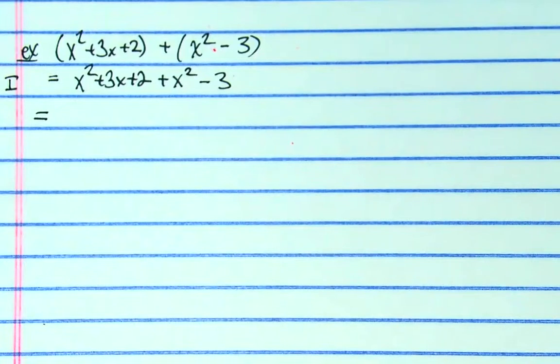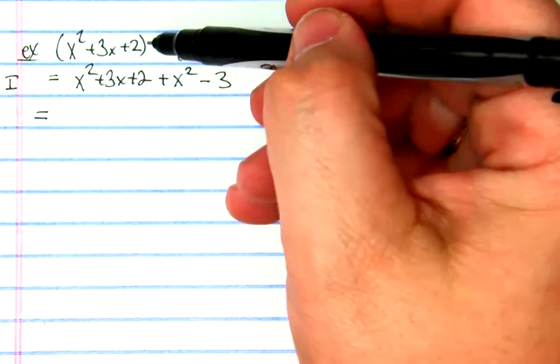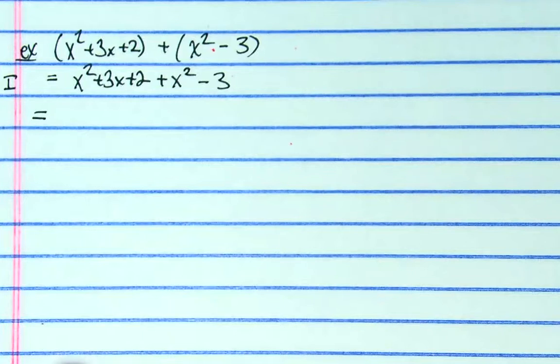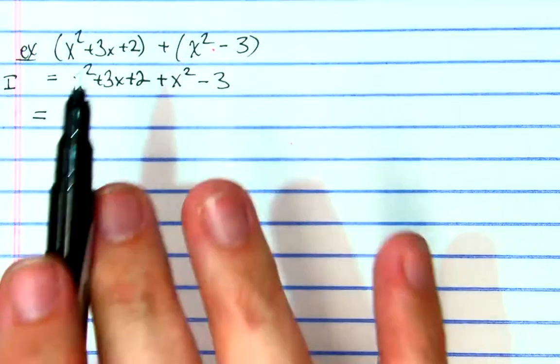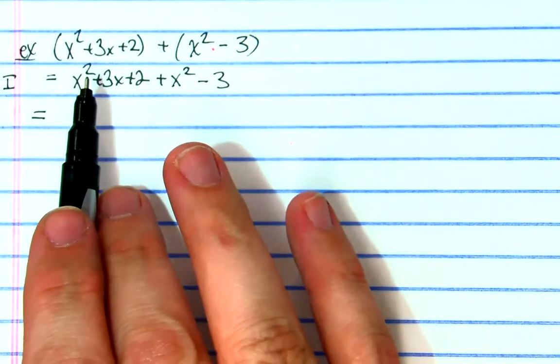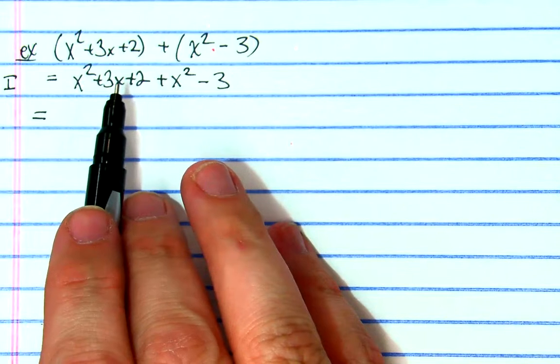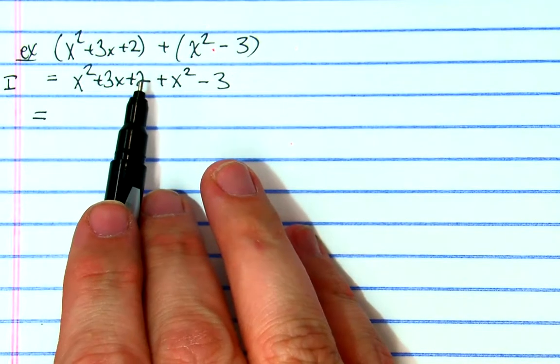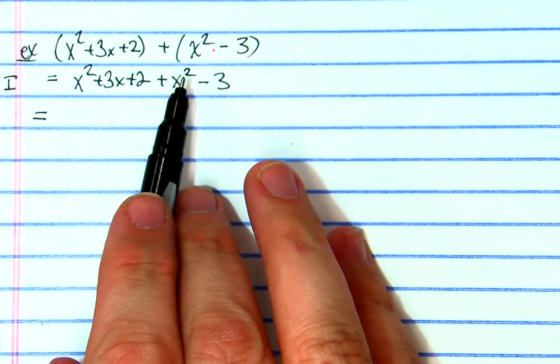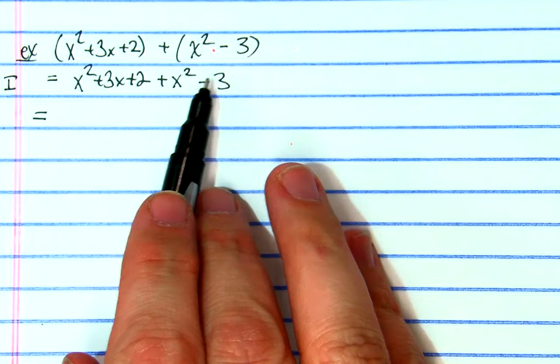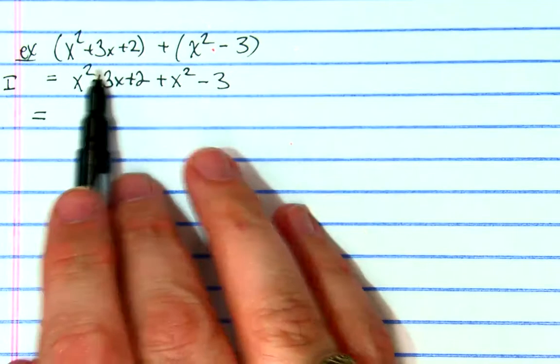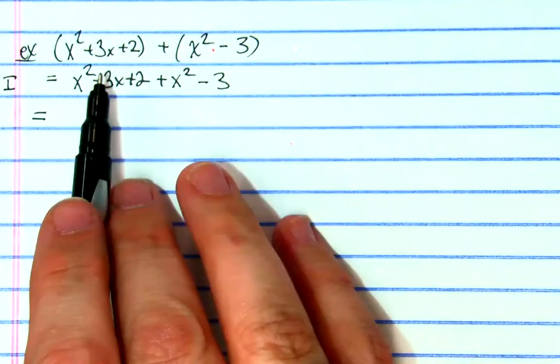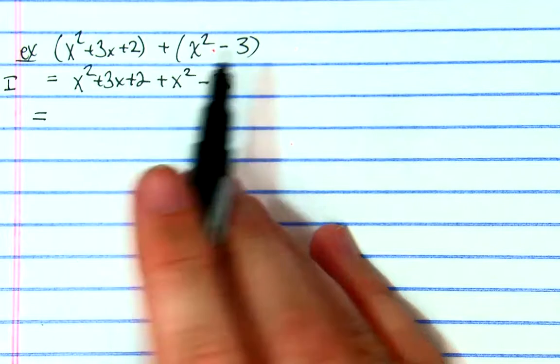Now our next step, we always start with an equal sign because we are coming up with equivalent expressions. Take a look at how many different types of terms we have. We have an x squared term, we have an x term, we have a constant, we have an x squared term, and we have a minus and another constant. So there are 3 different types: x squareds, x's, and constants.